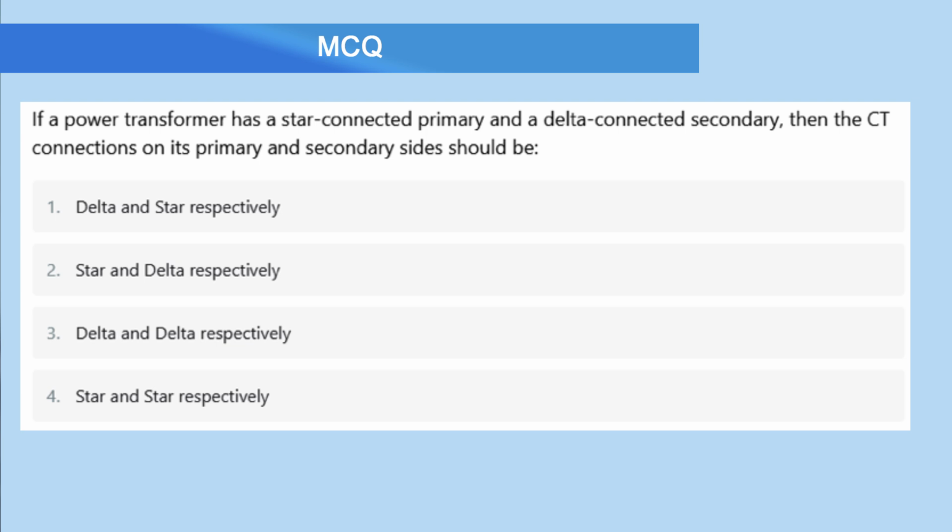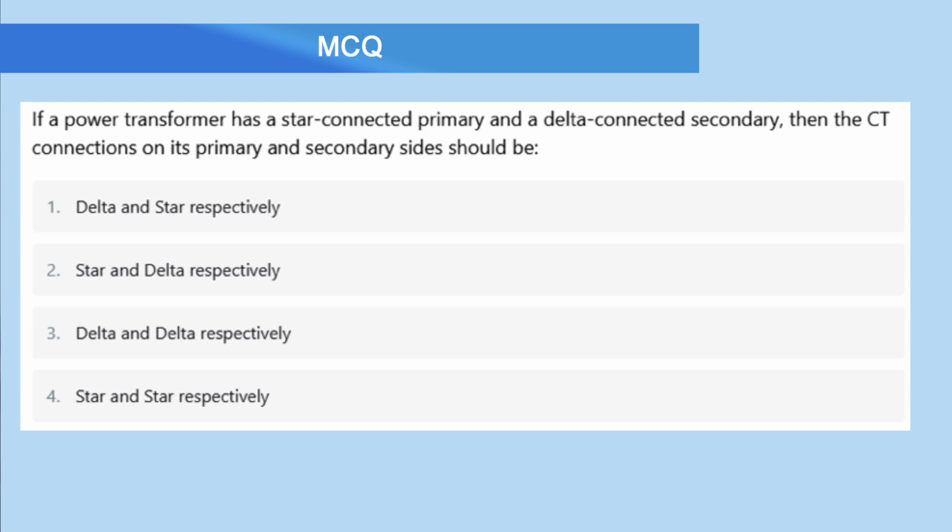Which option is correct? The first one is correct, delta and star respectively. So why are we using option 1? If a power transformer has a star connected primary and a delta connected secondary, the CT connections on its primary and secondary sides should be connected in delta and star respectively in order to nullify the phase shift of the power transformer. So the current transformers are connected in a reverse configuration.